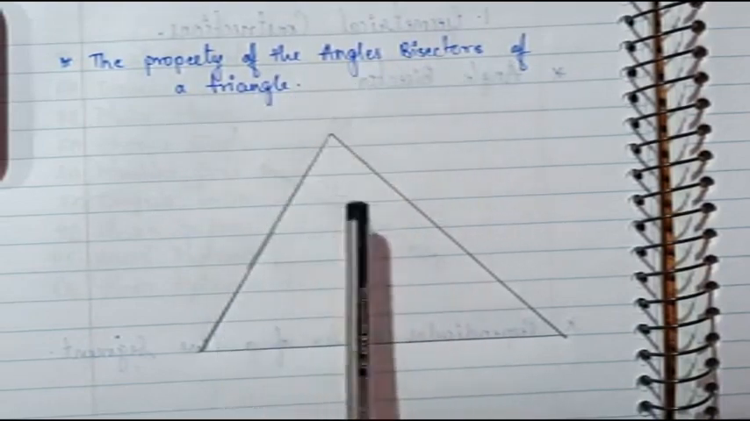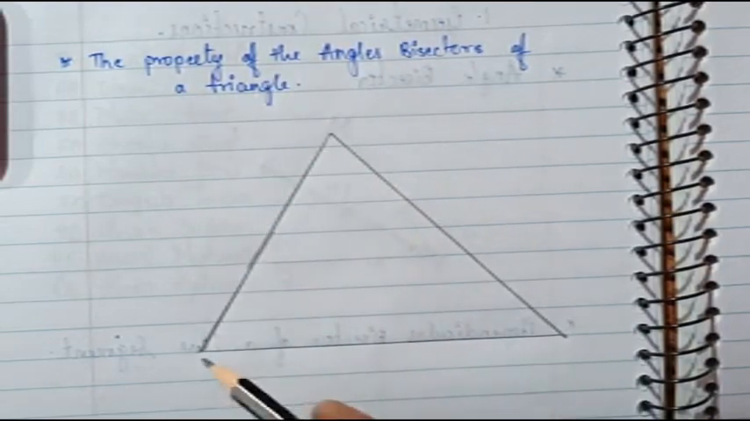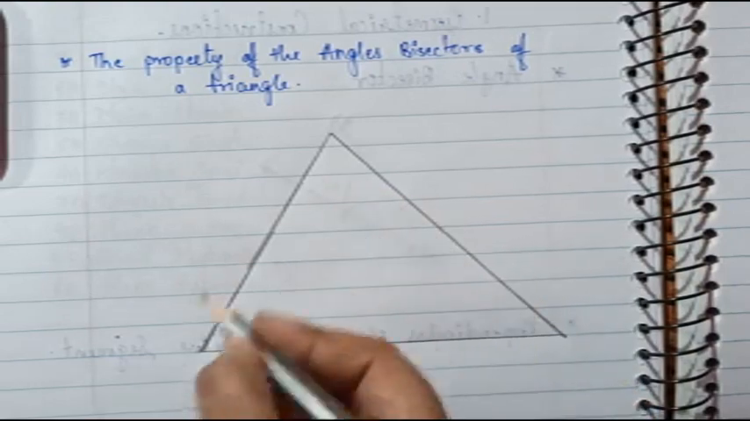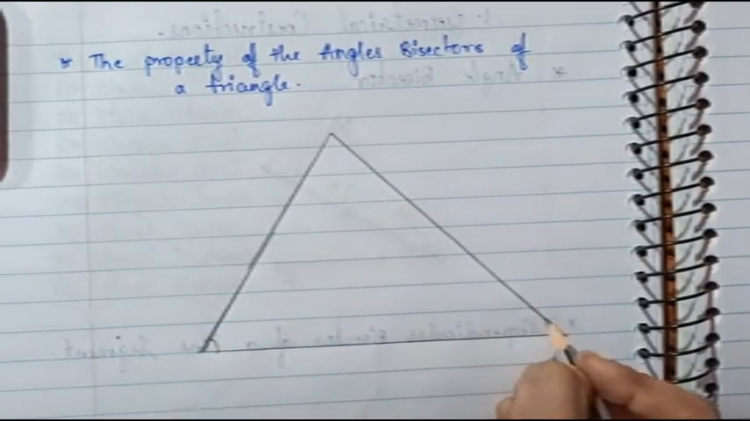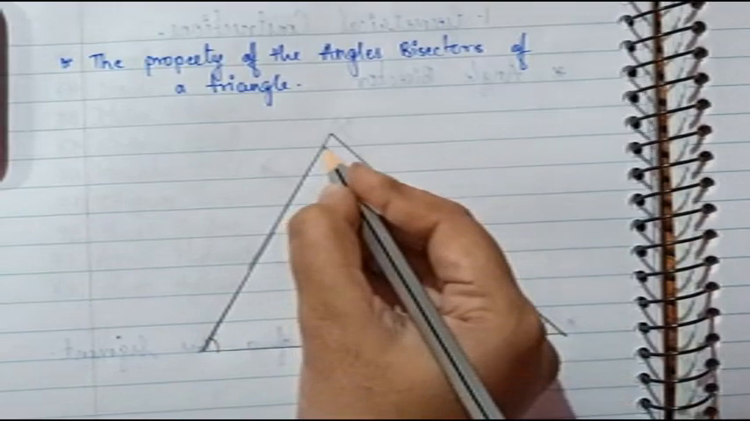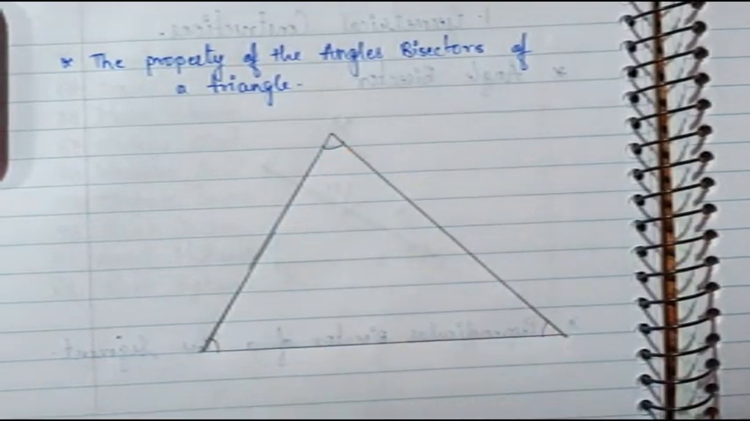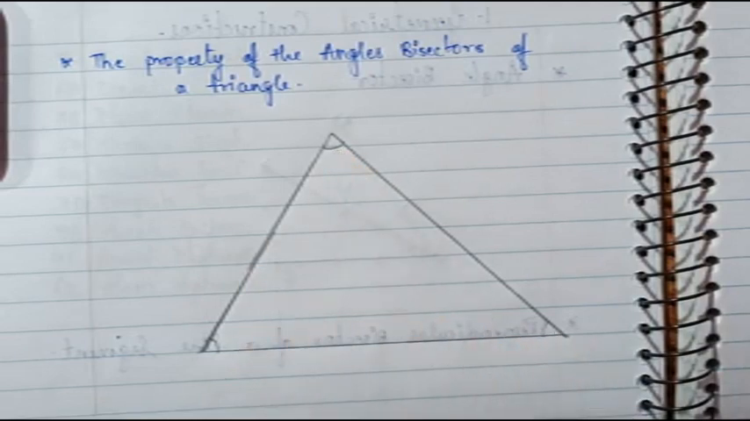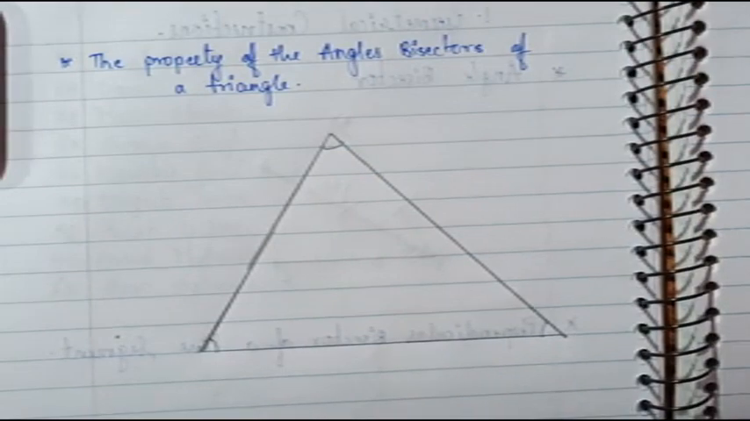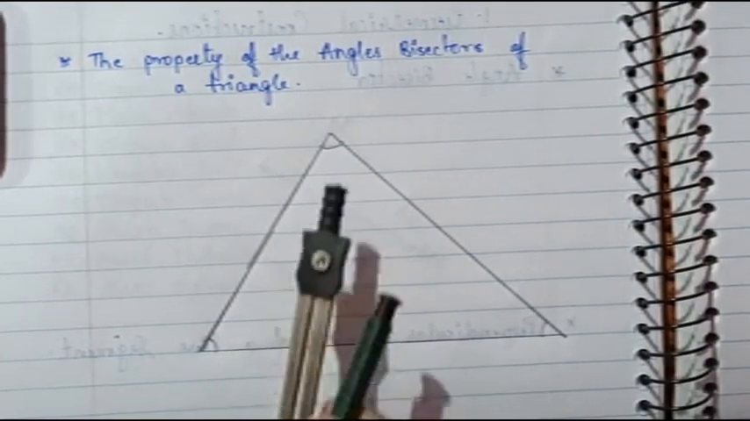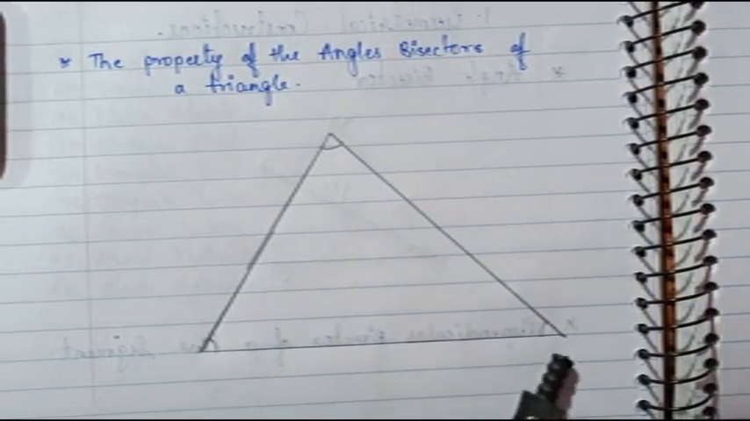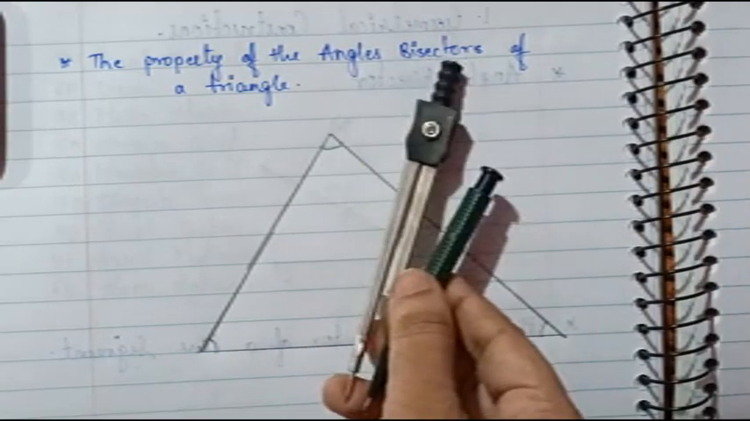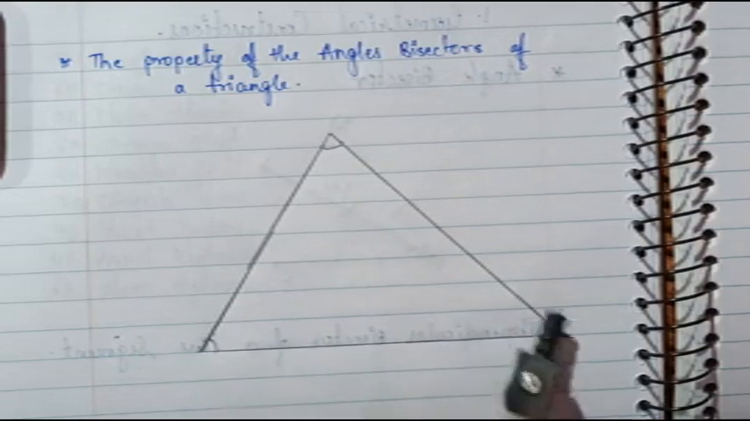Now you all know that this triangle has three angles. This is 1, this is 2, and this is 3. So in a triangle there are how many angles? 3 angles. Now you are supposed to bisect all these 3 angles. Now students, as I have said, there are 3 angles in the triangle. Now you are supposed to do the angle bisector. That means you have to bisect all these 3 angles.